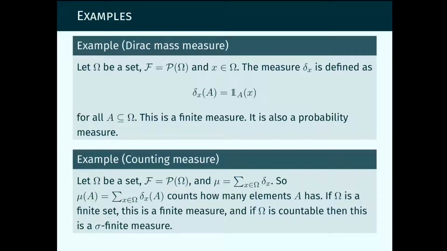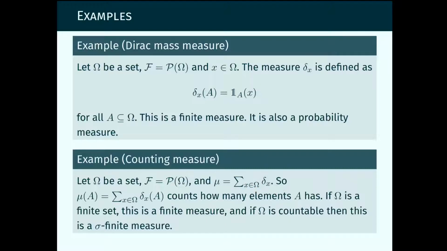Now from this small measure, the Dirac mass measure, we can build a huge measure called the counting measure. It is the following. We start with a non-empty set, so omega is a sample space. Then we consider again the sigma algebra of all subsets of omega, and we're going to define a measure mu to be summing this previous measure that puts mass 1 at the point x, we're going to sum this over all possible elements x in omega.